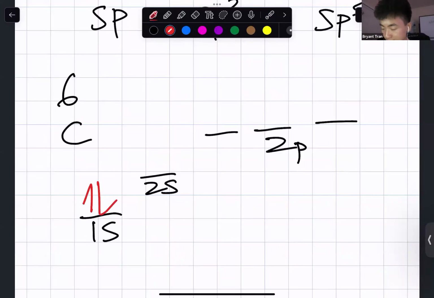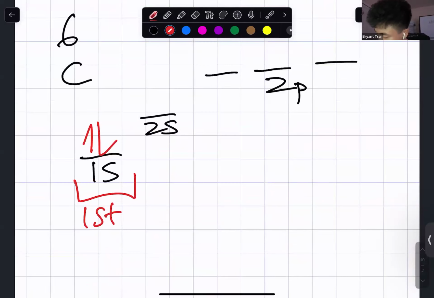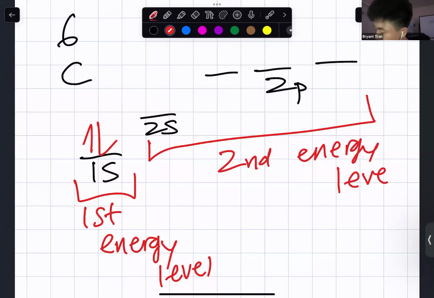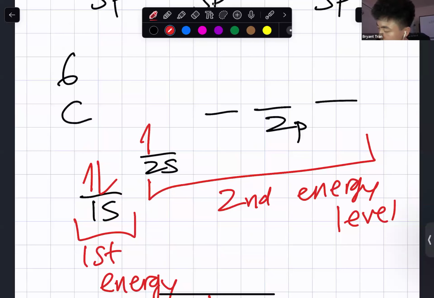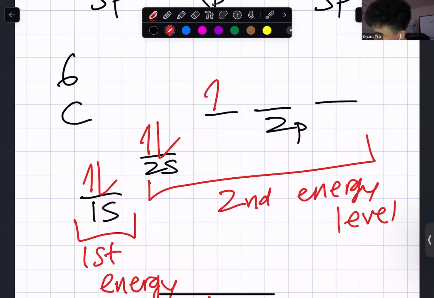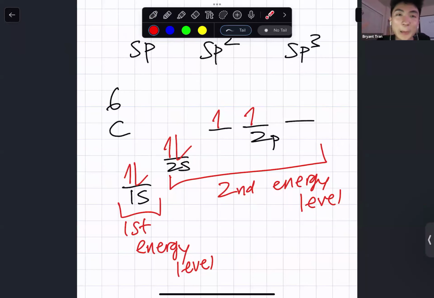1, 2, that's the first energy level. This one right here is the second energy level, right? But since we already used up 2 electrons, there's 4 more. So that's 1, 2, 3, 4. Like that. Did that make sense, Amanda?